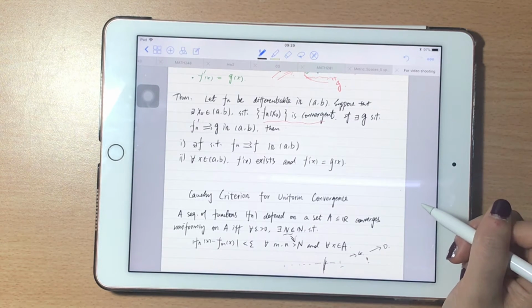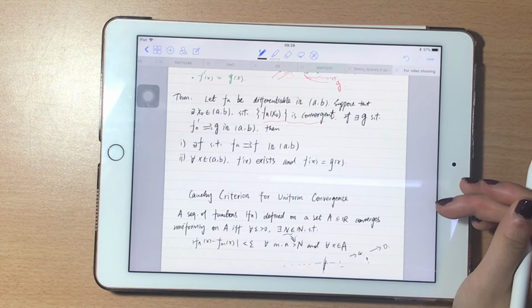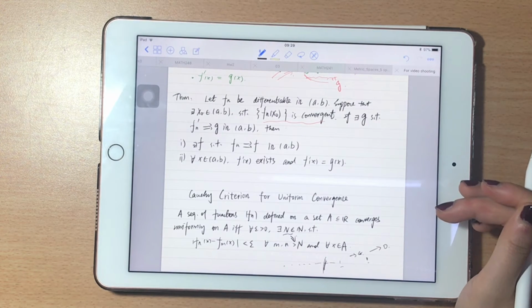So you can see the Cauchy criterion and the definition of uniform convergence are actually the same thing. One is about convergence, but the other one is about Cauchy. But as I just explained, Cauchy is actually quite equivalent to convergence. And to be uniform, that is to say, for any x in A, there will be a uniform N, right?